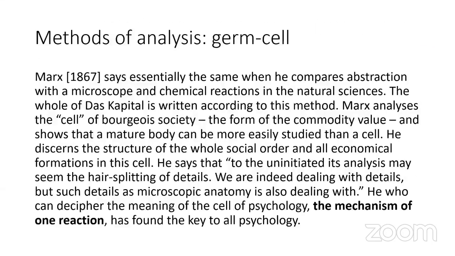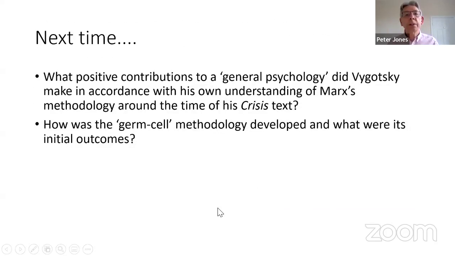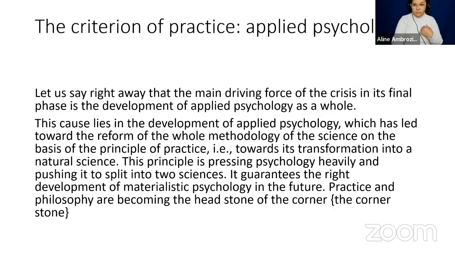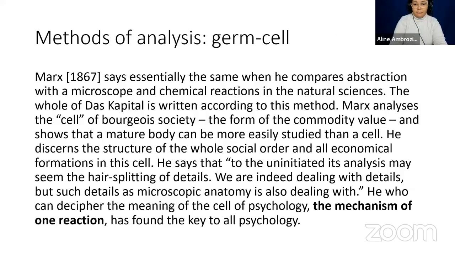But we've been talking about Marx's germ cell method. And Vygotsky's argument in this particular work was that we've got to try and work out what Marx was doing and how we can do that for a psychology. He says that Marx says essentially the same when he compares, we've had that quotation already, abstraction with a microscope and chemical reactions in the natural sciences. The whole of Das Kapital, he says, is written according to this method.